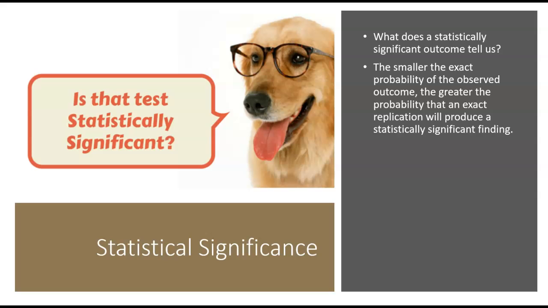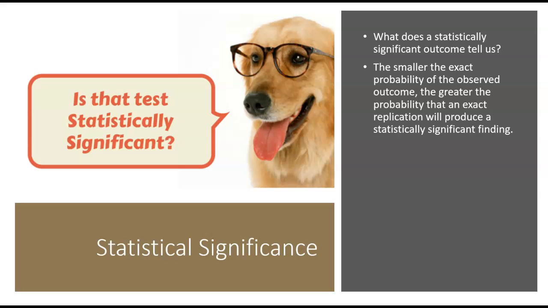The way you think about it is the smaller the exact probability, and this is the statement from your text, the smaller the exact probability of the outcome that you've observed, the greater the likelihood of an exact replication of your study will produce a statistically significant finding. Now, the wording is really important there, an exact replication. So you have to kind of use your imagination and say, okay, I did this study, I'm looking at the results, I've got a statistically significant result.